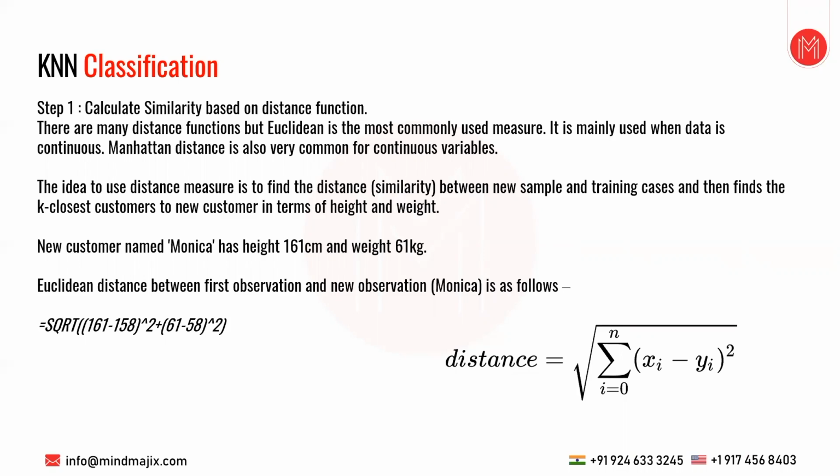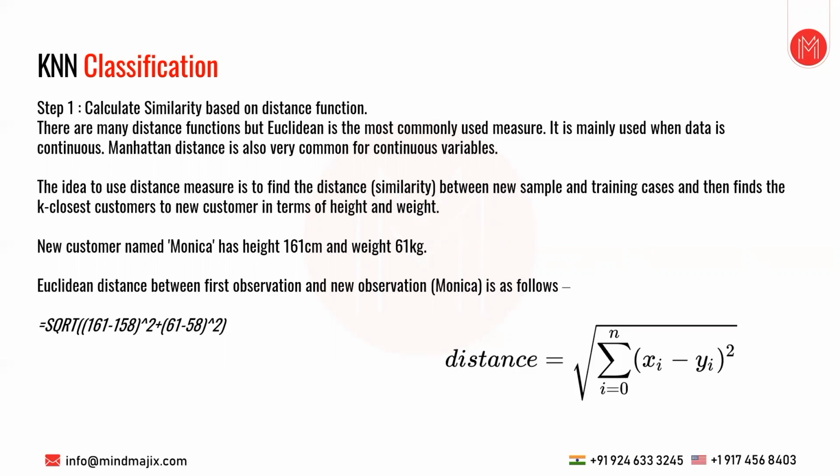continuous variables. Whenever you are working with the K nearest neighbor technique on continuous variables or regression type problems, you go with the Manhattan distance. But the KNN technique is much more popular for classification. That's why whenever we go with classification, we use the Euclidean distance. The idea of using a distance measure is to find the distance or similarity between the new sample and the training cases, and then find the k closest customers to the new customer in terms of height and weight.